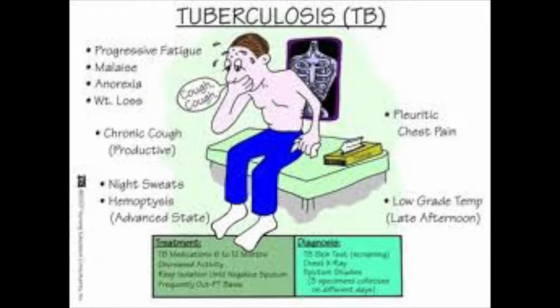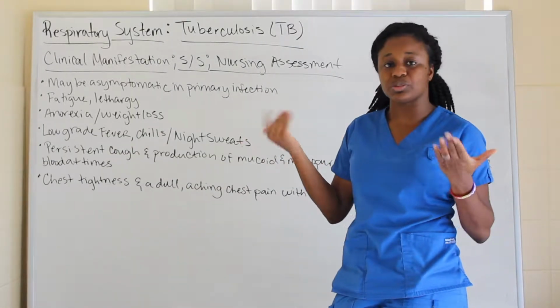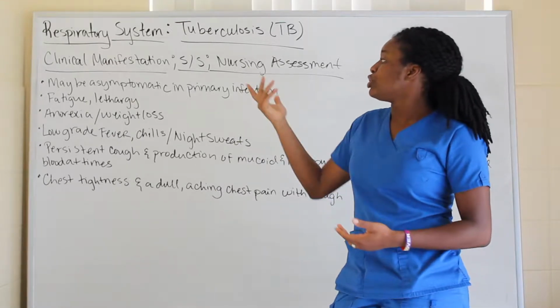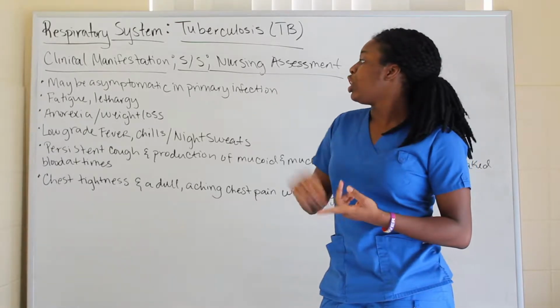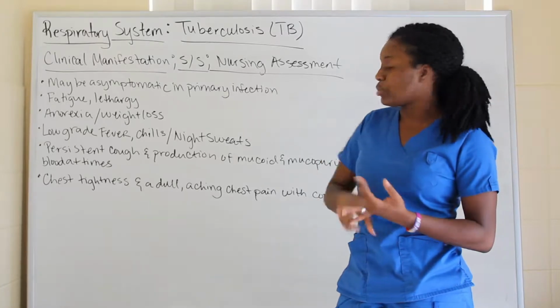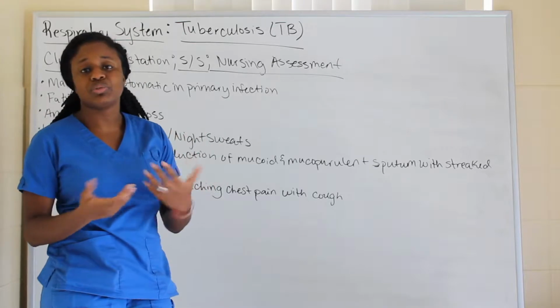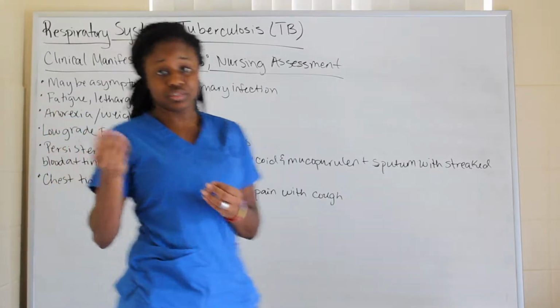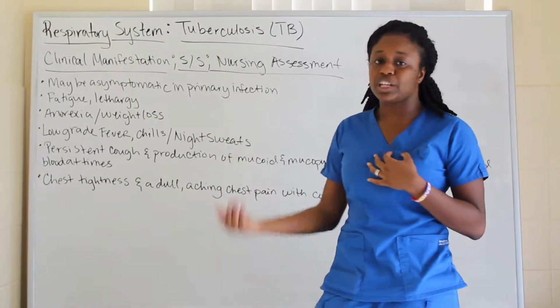Now we have our clinical manifestations, which are also known as our signs and symptoms, which is also known as our nursing assessment. So for starters, sometimes the patient can be asymptomatic, where they show no signs or symptoms whatsoever. But at other times, you can have fatigue or lethargy, anorexia, weight loss, low-grade fever, chills, night sweats. You also have either a persistent cough or production of mucoid or mucopurulent sputum, which can be streaked with blood, okay? You also have chest tightness and a dull aching chest pain with cough.